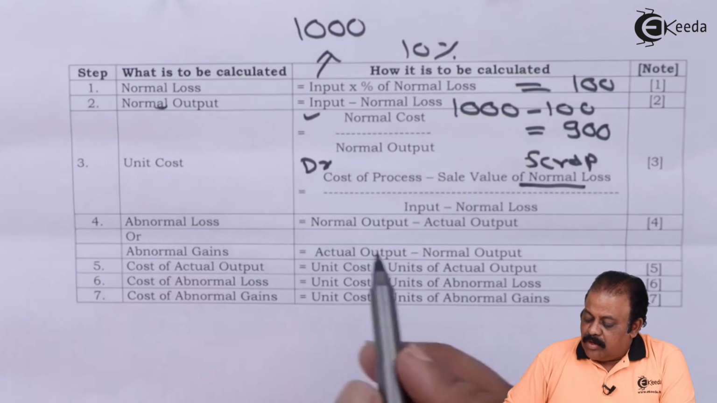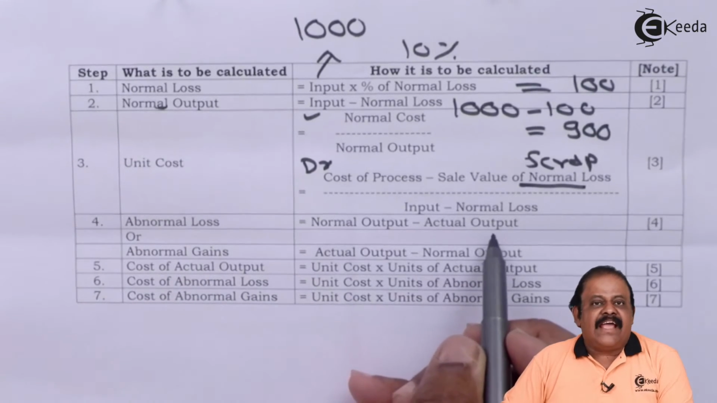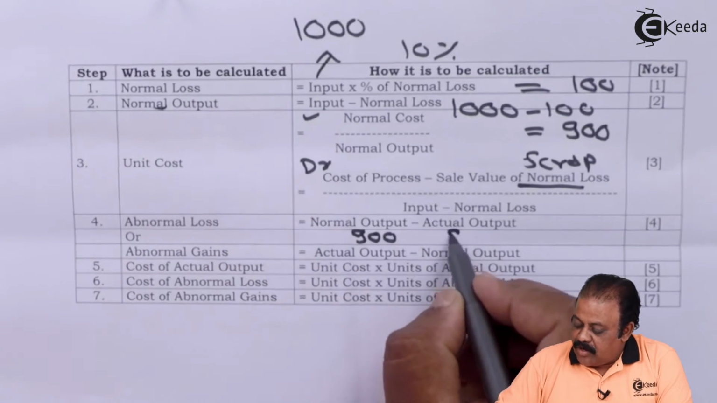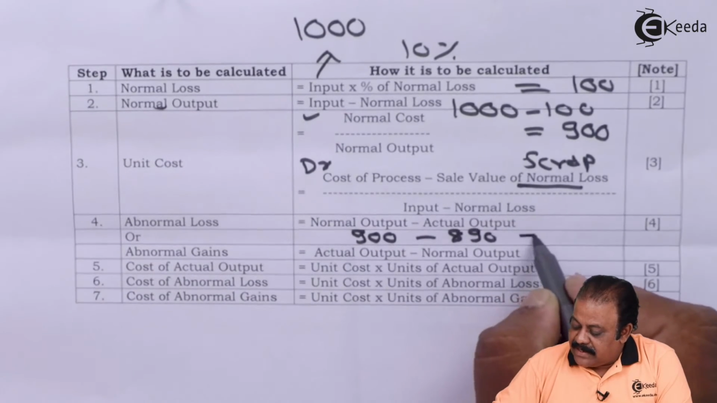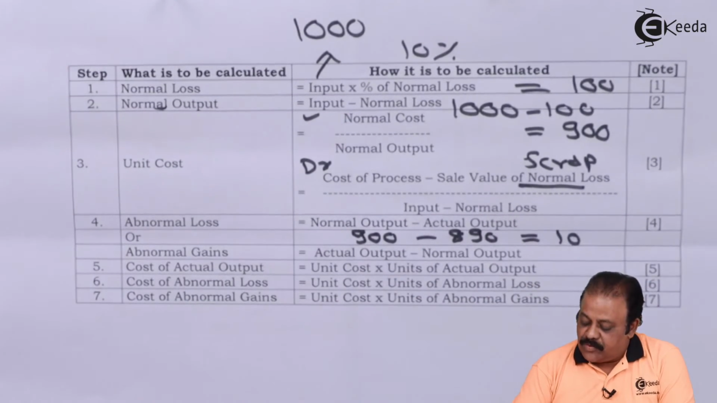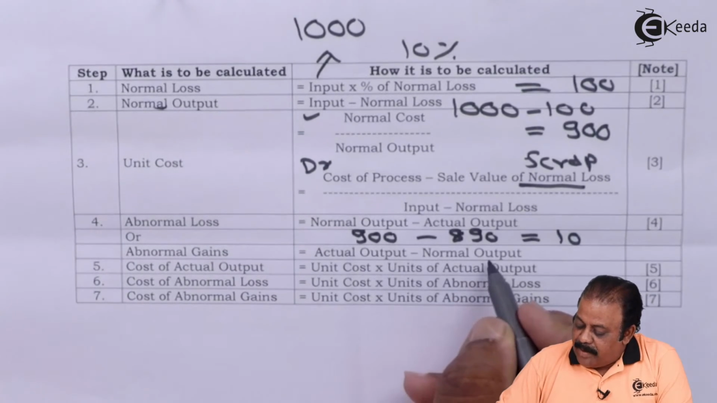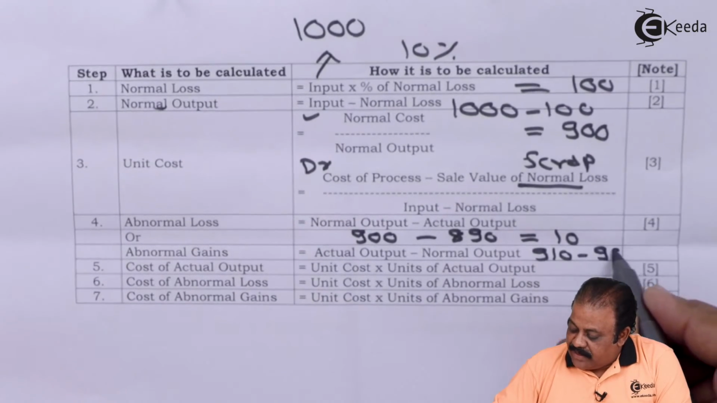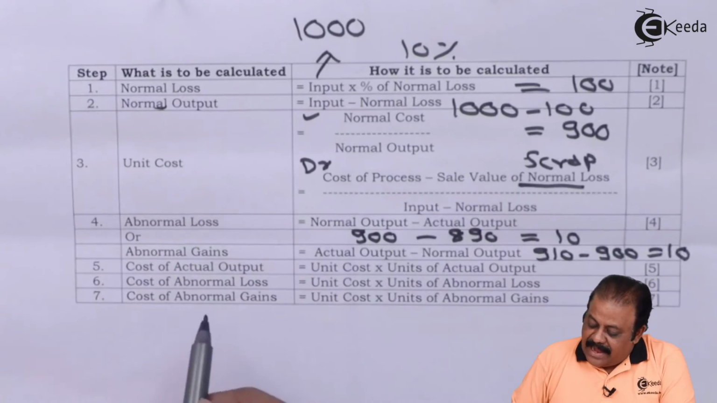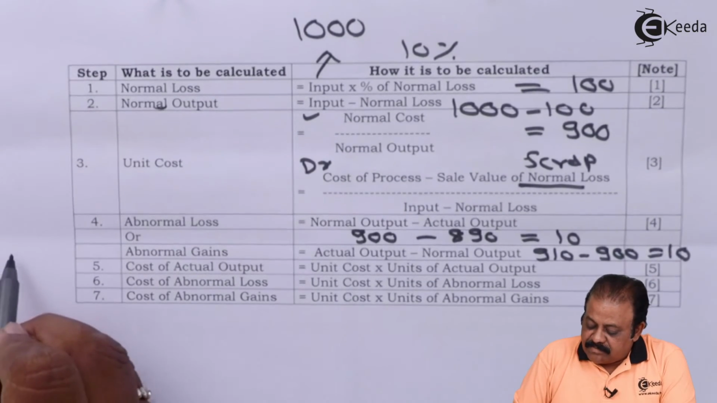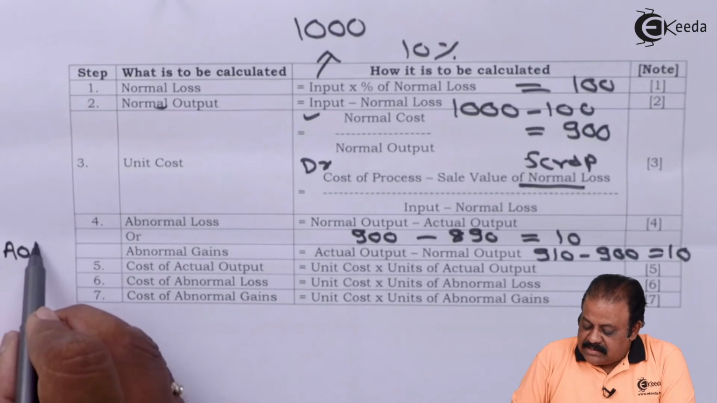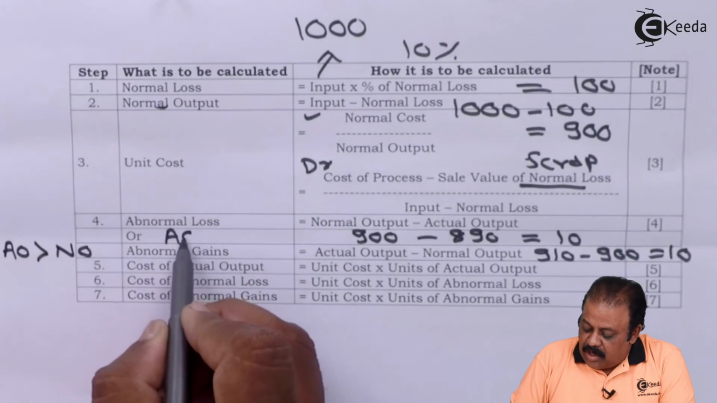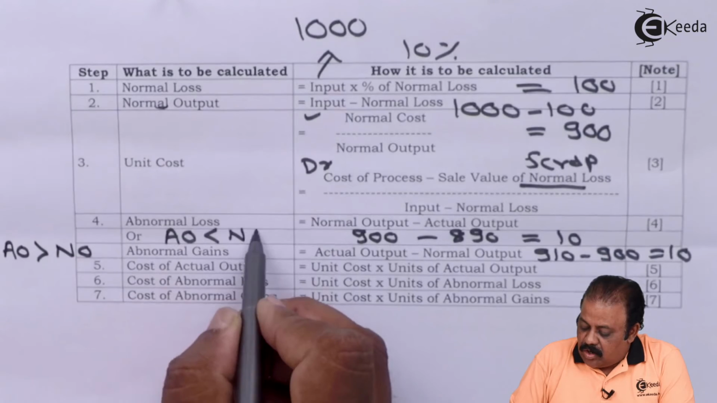If we want to calculate abnormal loss, the formula is normal output minus actual output. For example, normal output is 900, actual output we got 890. So 900 minus 890, 10 units will be abnormal loss units. Abnormal gain, actual output minus normal output. Actual output, say, suppose 910, expected was 900, so here 10 units is abnormal gain. That means here actual output is greater than normal output. In case of abnormal loss, actual output is less than normal output.